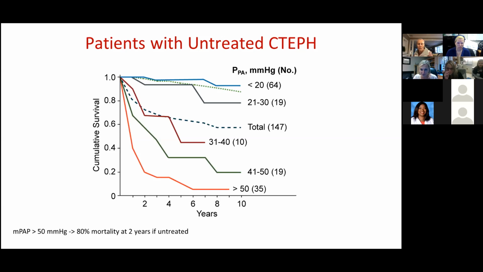And so patients who come in with CTEPH with mean pulmonary pressure more than 50 have about 80% mortality in 2 years if untreated. So this is worse than most common causes of cancer, so breast cancer or lung cancer. So it's a very, very morbid disease. And again, lower pressures are associated with less significant mortality, but still significant morbidity.